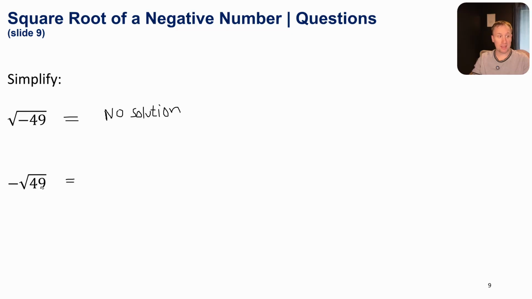On the other hand, this one, we would take first the square root of 49, acting like a grouping symbol, and we put positive 7. And then the negative falls on the outside of the square root symbol, so then we would drop that into our answer here. So negative square root of 49 is equal to negative 7 here.